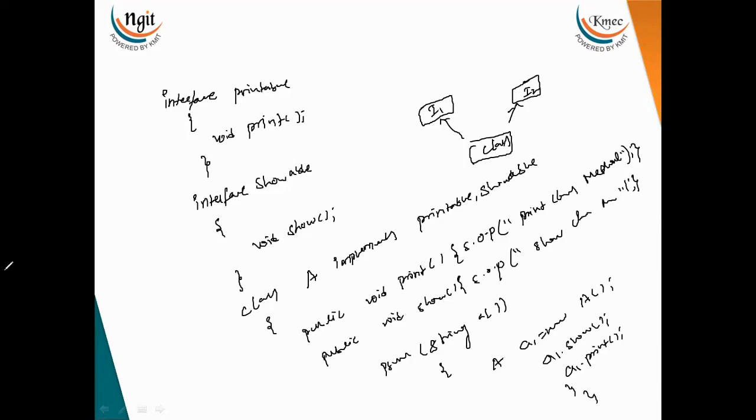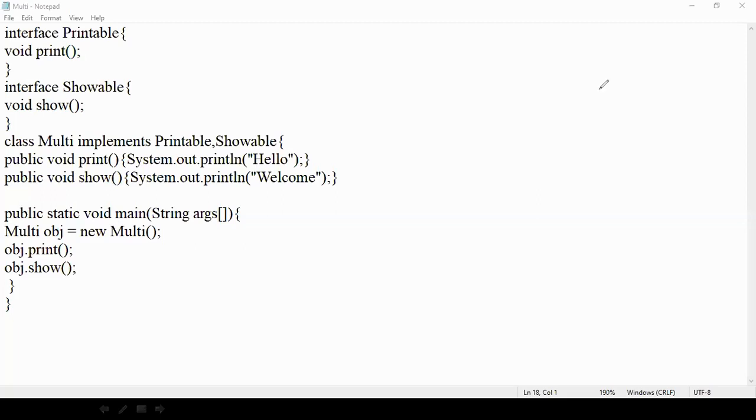So we won't believe you, we want output. One minute, beta. Let me run the code. See here, we are taking two interfaces, Printable and Showable, with two methods. I'm taking a class, it is implementing both interfaces. I've provided the body for both abstract methods in the implementation class. Next, I'm taking the main method. I created an object of the class, and now I'm calling both methods. Now, run this.